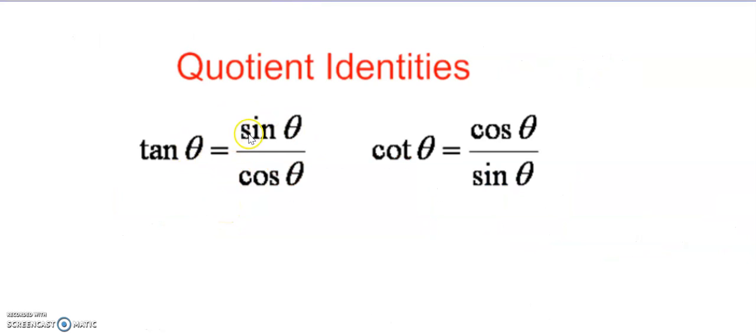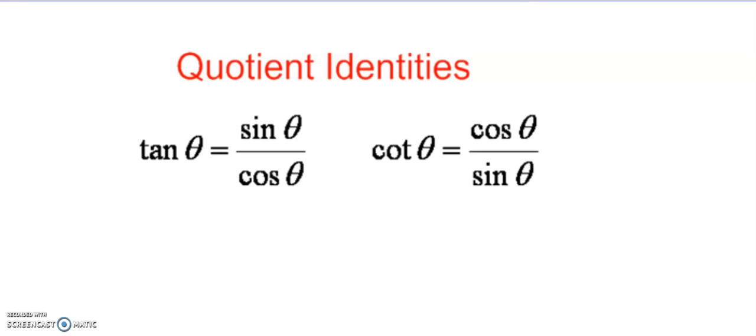Okay, now quotient identities. We have talked about these a little bit, we just haven't formally introduced them, but I have definitely emphasized this, especially when we talked about the unit circle. Sine is the y coordinate, cosine is the x coordinate, tangent is y over x, so it should make sense that sine of theta over cosine of theta is the same as tangent of theta. And same with cotangent of theta is x over y, so that's cosine of theta over sine of theta.